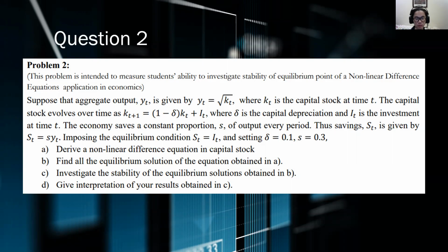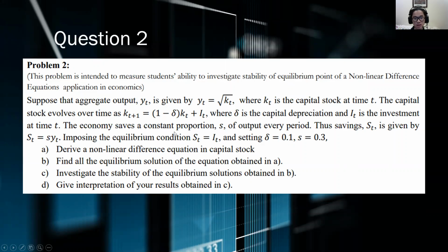Here we have the aggregate output Y_t, given by Y_t equals the square root of K_t, where K_t is the capital stock at time t. And then the capital stock has its own equation which evolves over time, which is mentioned here: K_{t+1} = (1 minus delta) K_t plus I_t. Delta here represents the capital depreciation, and I_t represents the investment at time t.